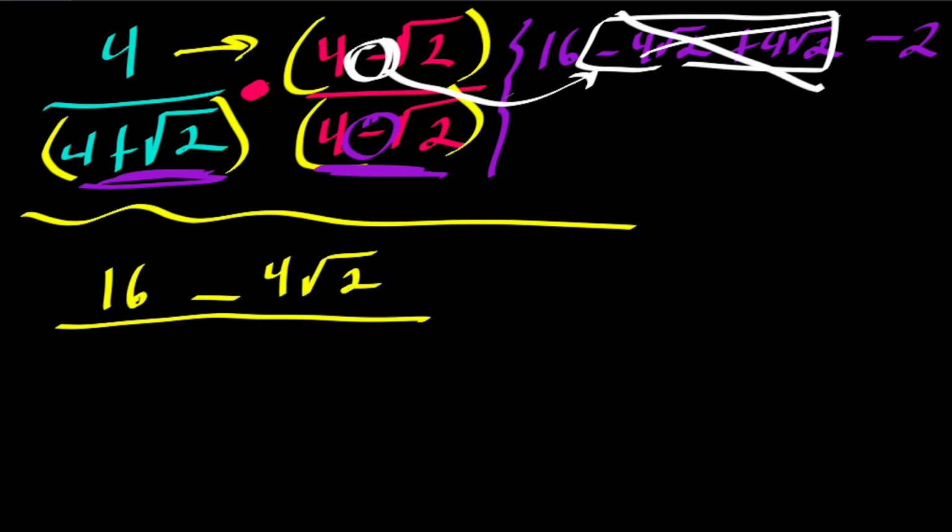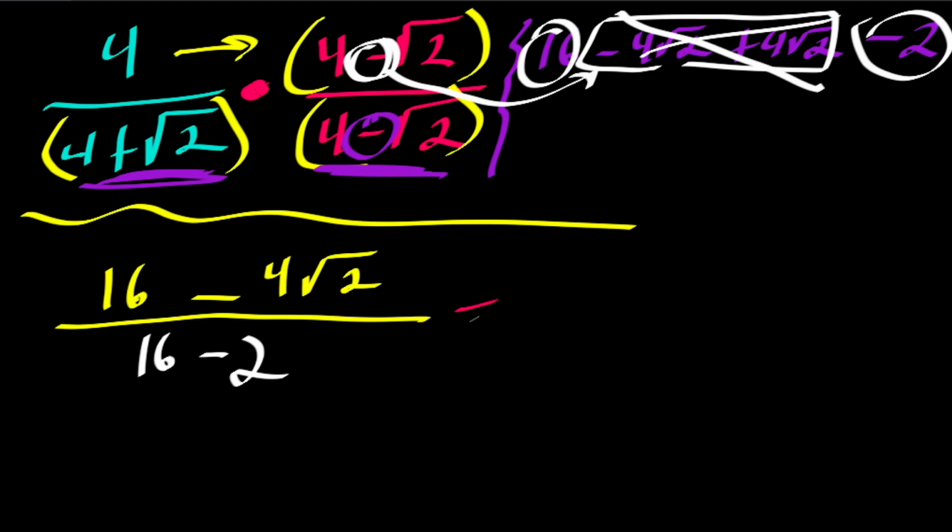All right, so we're left with 16 minus 2, excuse me. So now, that should happen every single time when you multiply by this conjugate. That's why the conjugate is so useful. All right, so let's look. We've got 16 minus 4 radical 2. We can't subtract this, so we're just going to leave it exactly like it is. All right, now on the bottom, we're going to do 16 minus 2, which actually gives us 14.